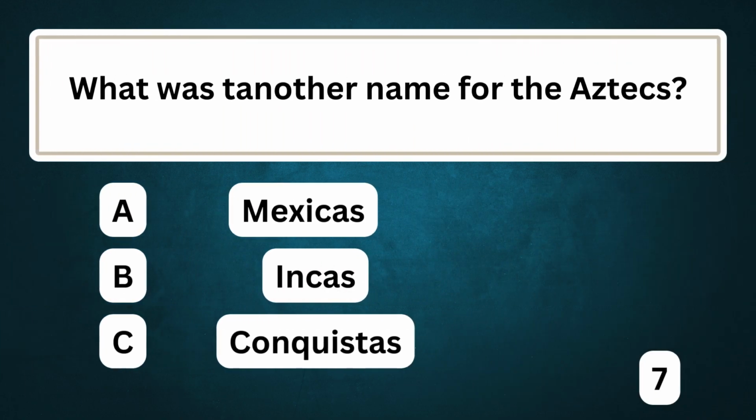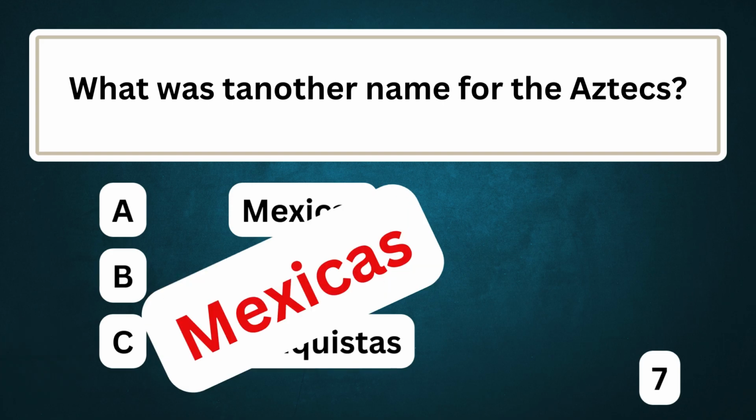What was another name for the Aztecs? Mexicas is another term for the Aztecs.